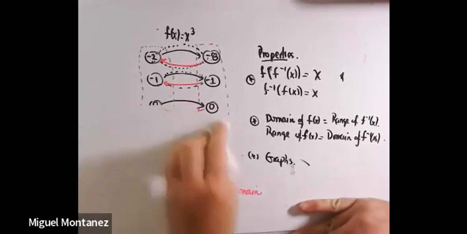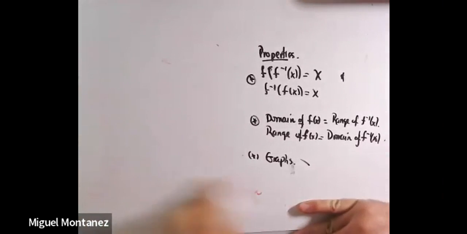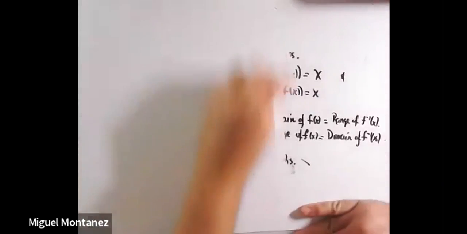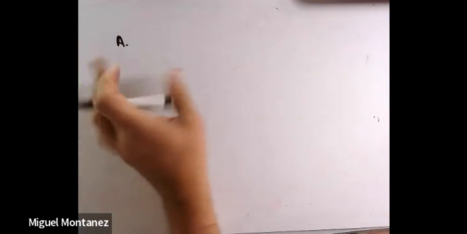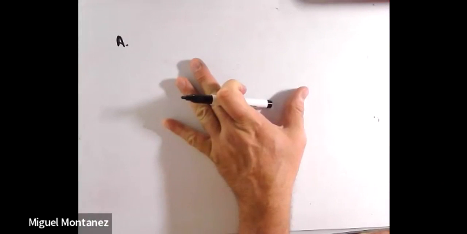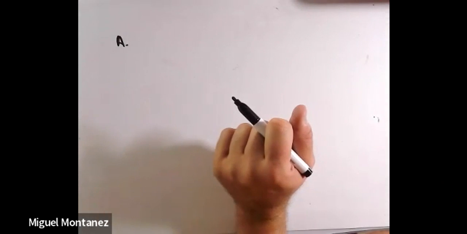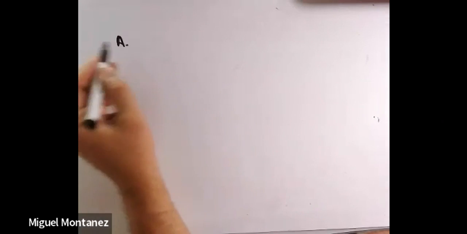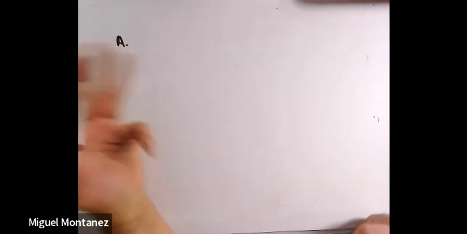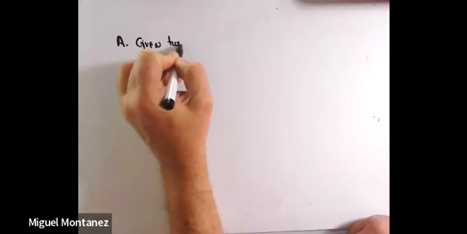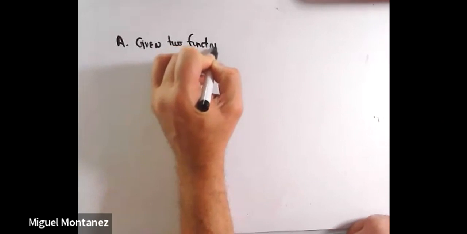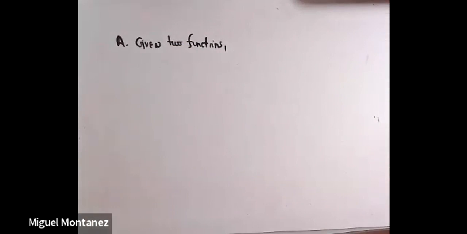So we are going to see two main types of problems in this portion of the section. Problem number one, a typical problem, would be: determine if the two functions are inverse of one another. Okay, so that's the type of question. Given two functions, are they inverse? Yes or no? So given two functions, are they inverse of one another?